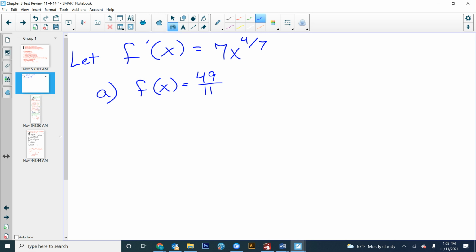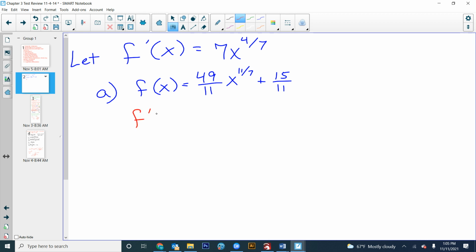Is x the next to it? Yeah. X to the what? 11 over 7, 11 sevenths, plus 15 over 11, 15 elevenths. Okay, so if I'm checking A, I'm thinking this is f, I'm comparing it to f prime. I better take the derivative of this and see if I get that.